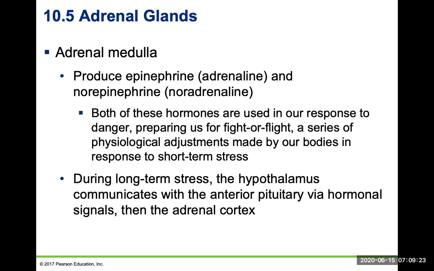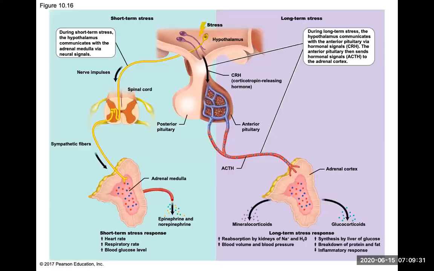During long-term stress, the hypothalamus communicates with the anterior pituitary via hormonal signals, and then the adrenal cortex. So this is just showing how your hypothalamus will communicate with the anterior pituitary that will act on the adrenal cortex to secrete mineralocorticoids and glucocorticoids for the long-term stress response, and act on the adrenal medulla to secrete epinephrine and norepinephrine from the nervous system for the short-term stress response.